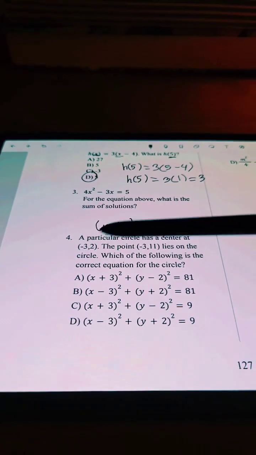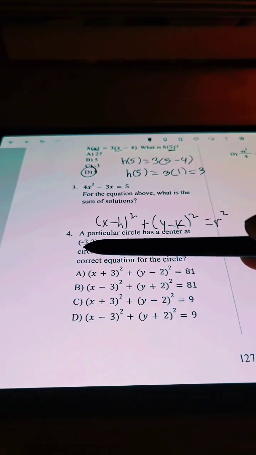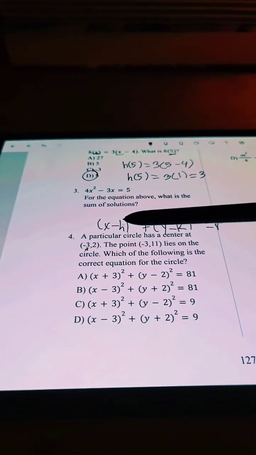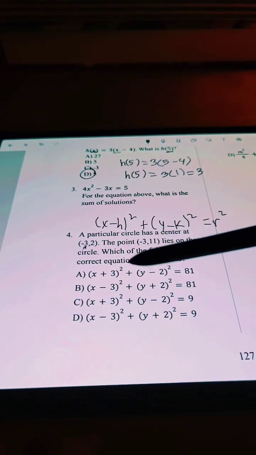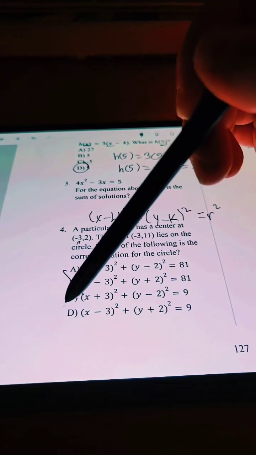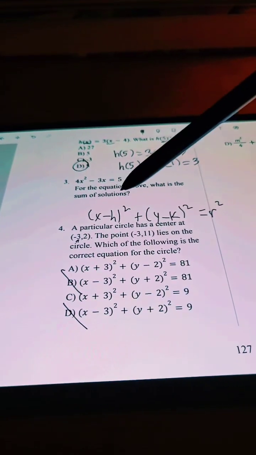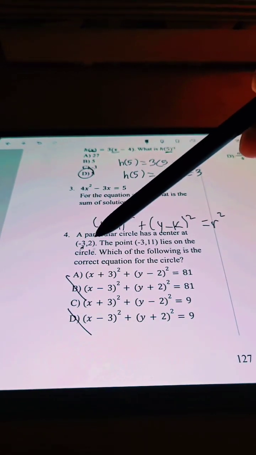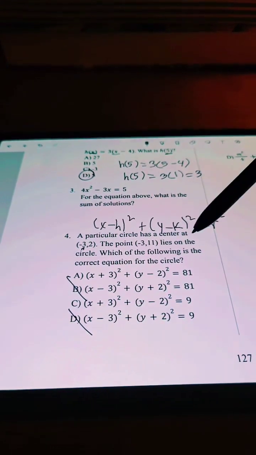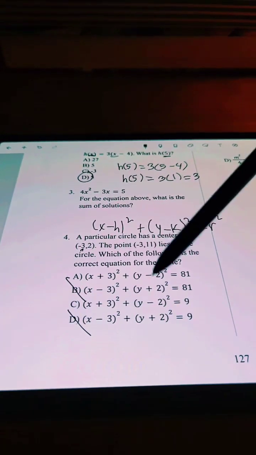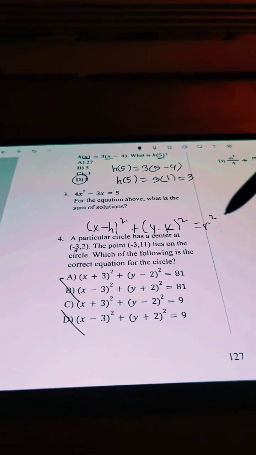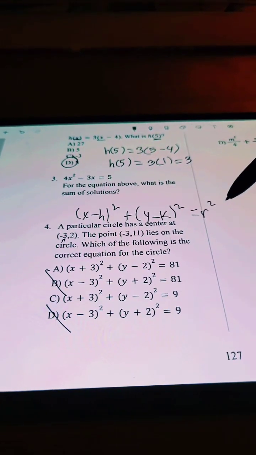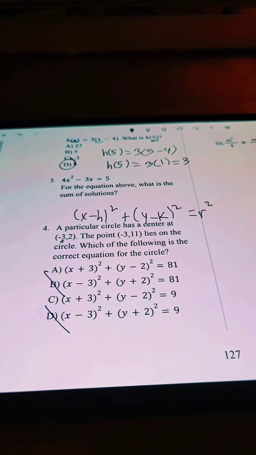I like to remember it as the opposite of this value right here for the center. The opposite of -3 is +3, so I have to have a +3 next to x. So I'm going to cross off these guys. And I also remember it as the opposite of this value here for the center. So the opposite of 2 is -2. So that's what I need to have next to my y, which both of those have, equals the radius squared. So we have to figure out what the radius is to figure out which of these is correct.